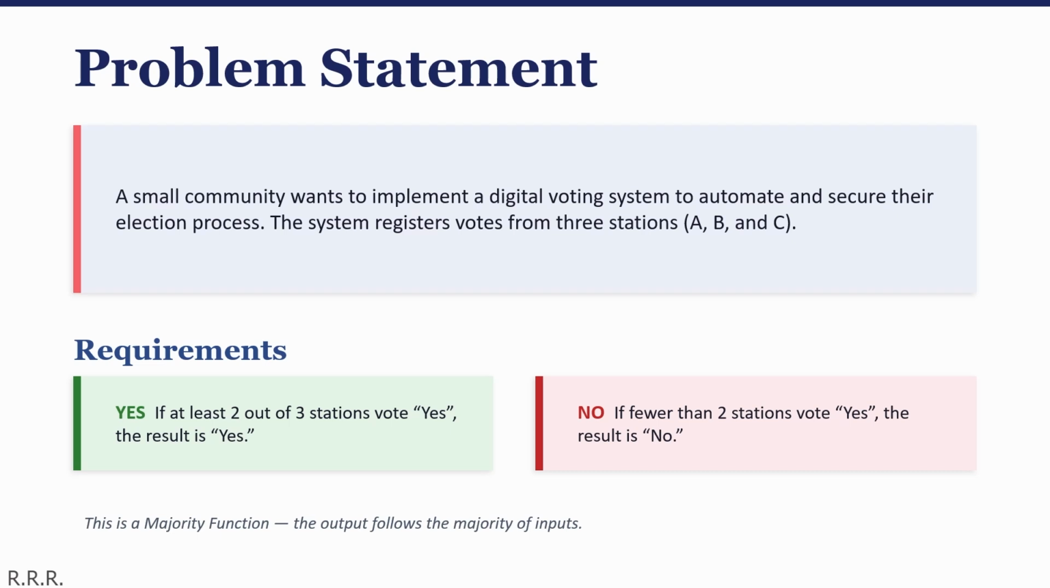A small community wants to implement a digital voting system to automate and secure their election process. The system has 3 voting stations: Station A, Station B, and Station C. Now, here is the key rule. If at least 2 out of the 3 stations vote yes, then the overall election result is yes. On the other hand, if fewer than 2 stations vote yes, meaning 0 or only 1 station votes yes, then the result is no. This rule is called a majority function.